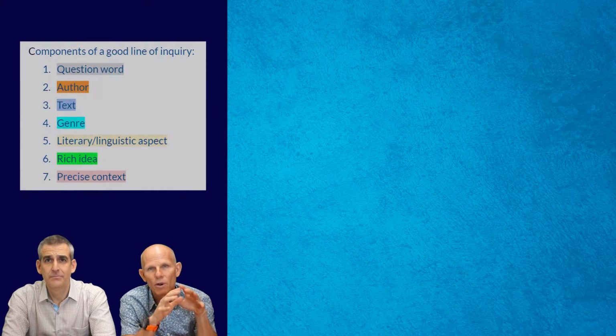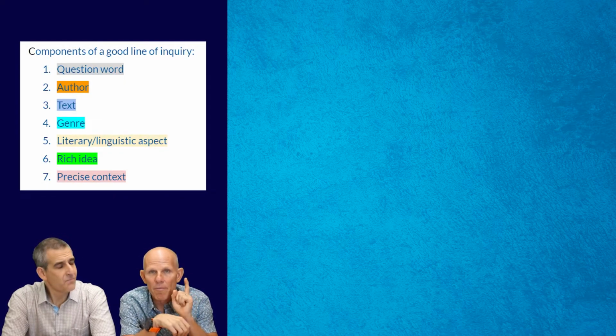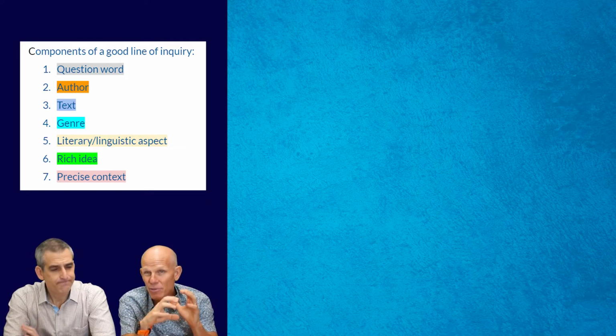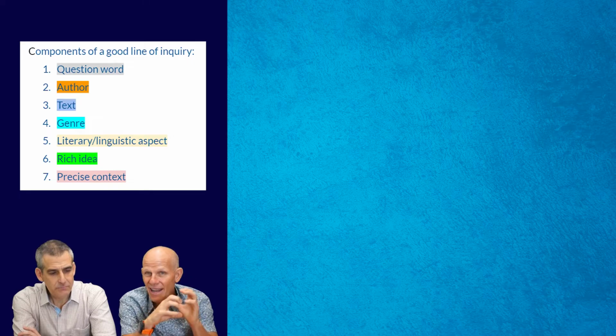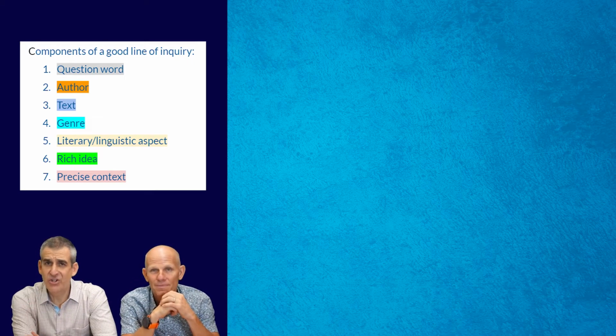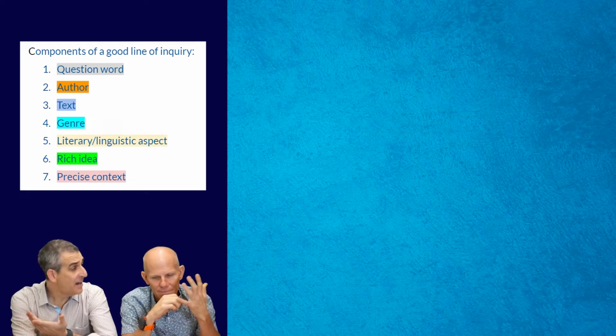All right, Mr. Giles, in this 1200 to 1500 word higher level essay, what are some of the components of a good line of inquiry that we need in ours? Yeah, aside from the question word and the title and the author, we want to think about the literary or linguistic perspective and establish that in our line of inquiry, and we want to connect that to a rich idea. Yeah, of course you want to have the author, the genre, the name of the text, context if possible.